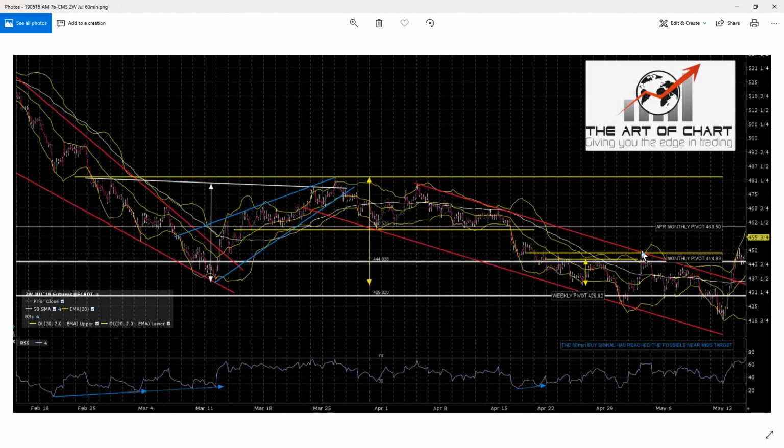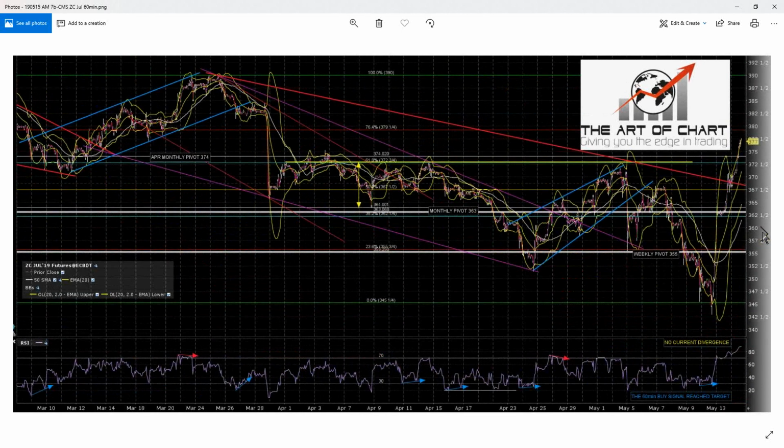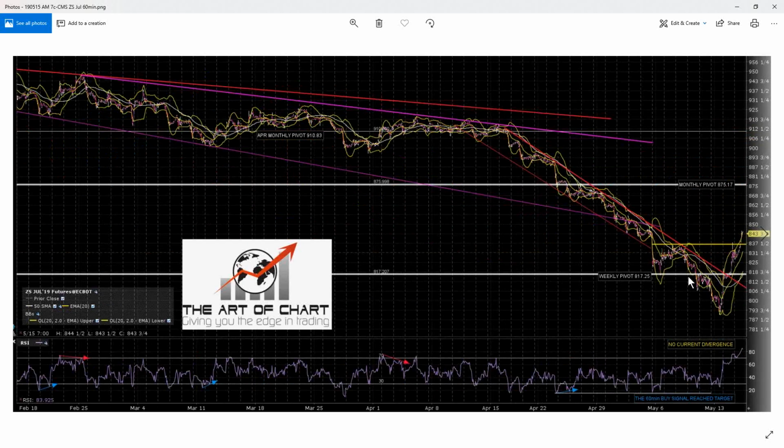ZW. We are possibly double bottom breaking up here. The bigger double bottom resistance is in the 482 area, and I'm wondering whether we're going to see a break up from there. Corn has broken up over here. This isn't a double bottom, but this is a very strong move. No current negative divergence. RSI looking pretty impressively short-term overbought, but that doesn't necessarily mean it's going to turn.